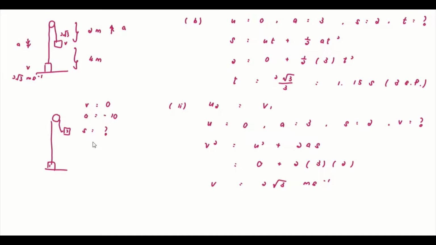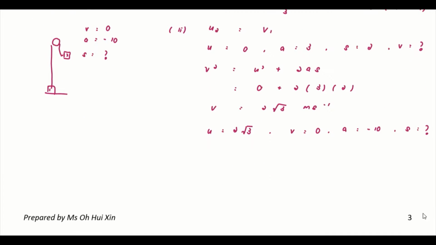-10. So here you are having u as 2 square root 3, which is the end of the second stage. Then v is equal to 0, a is -10, and we want to find s. So with these variables, we can use v squared again: 0 equals u squared plus 2as. From here we get 20s equals 12. So s will give us 0.6 meter.